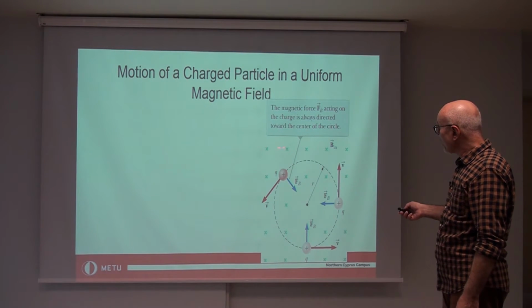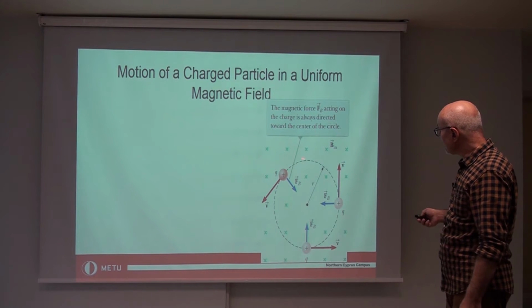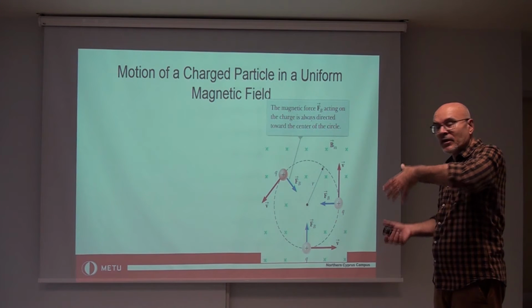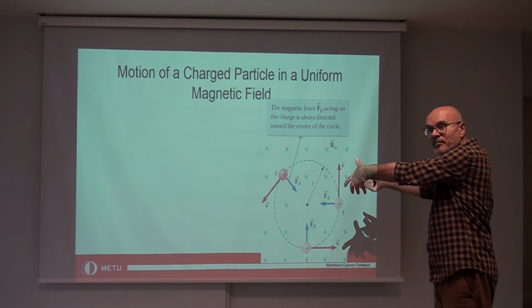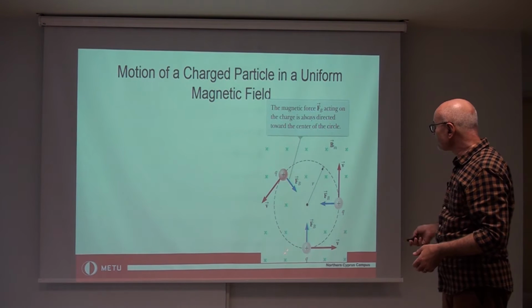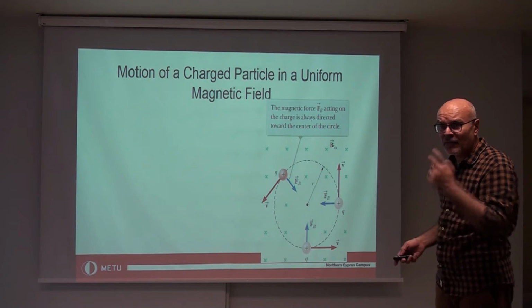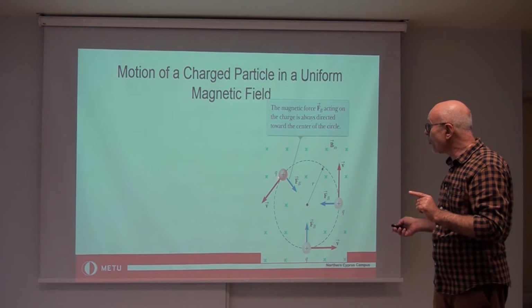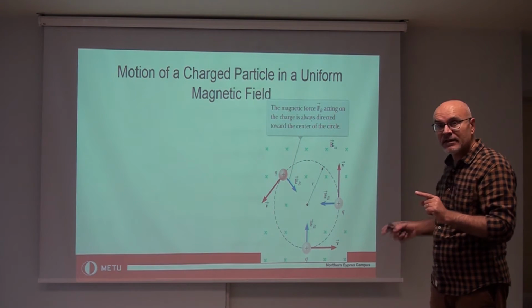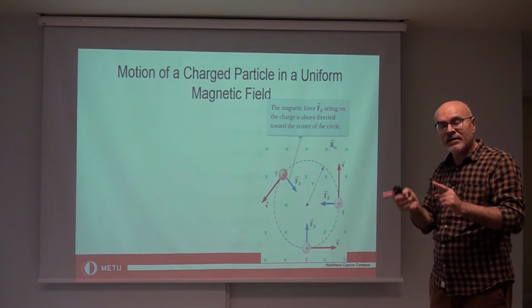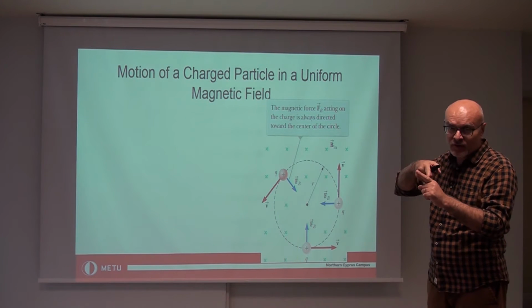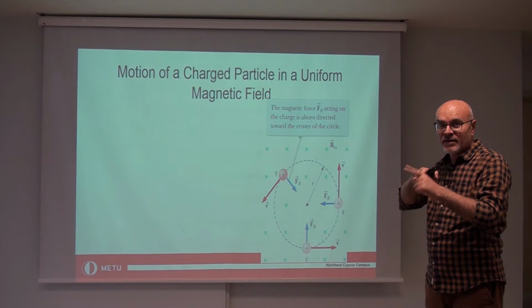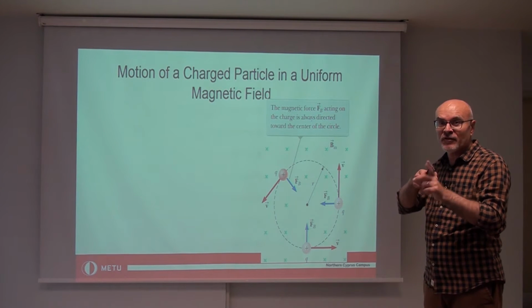So here we have these crosses, and as you can see, they are equally spaced, and they tell us that we have a magnetic field into the page, okay? And we have this particle moving here. Now, in this case, the particle has no component of its velocity along the magnetic field, because the magnetic field is perpendicular to the direction of the velocity, okay? So the velocity has no component along the direction of the magnetic field.